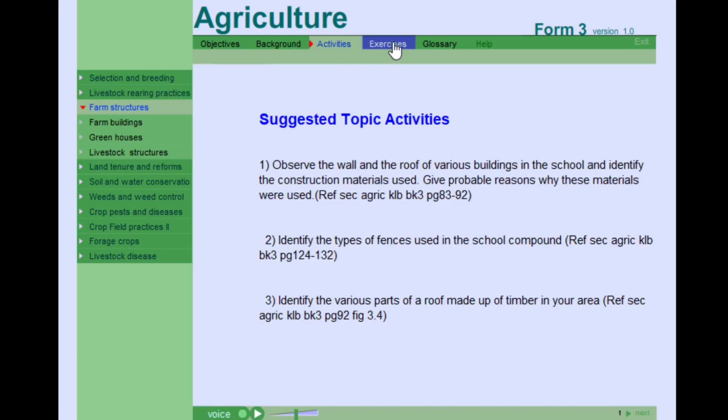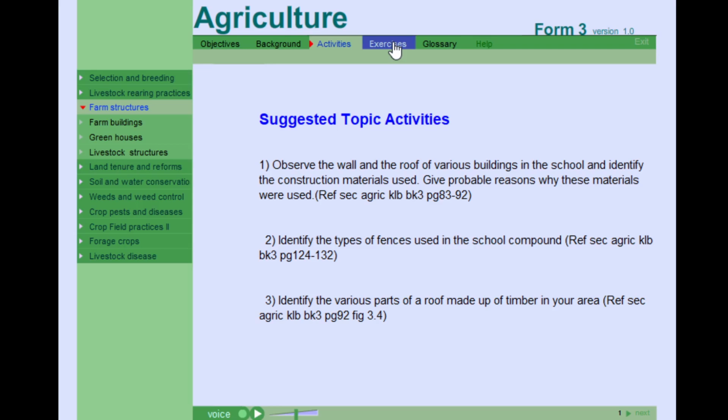Suggested activities. Observe the wall and the roof of various buildings in the school and identify the construction materials used. Give probable reasons why these materials were used. Identify the types of fences used in the school compound. Identify the various parts of a roof made up of timber in your area.